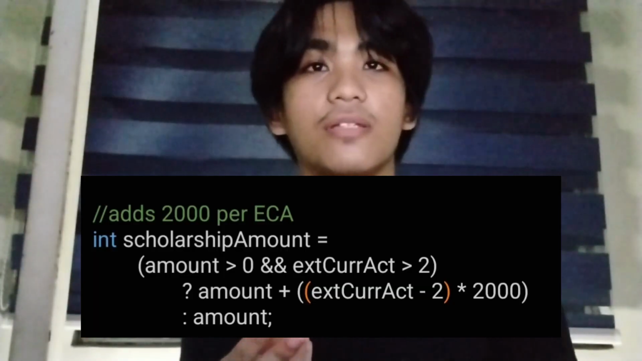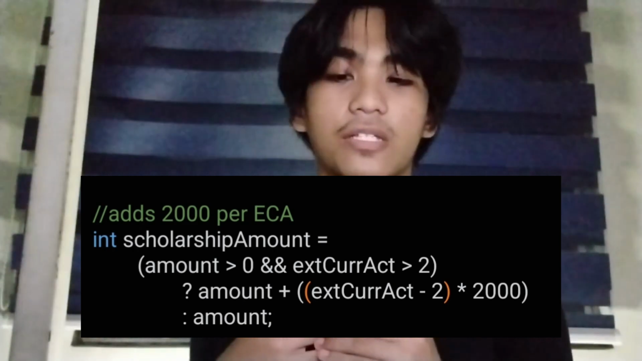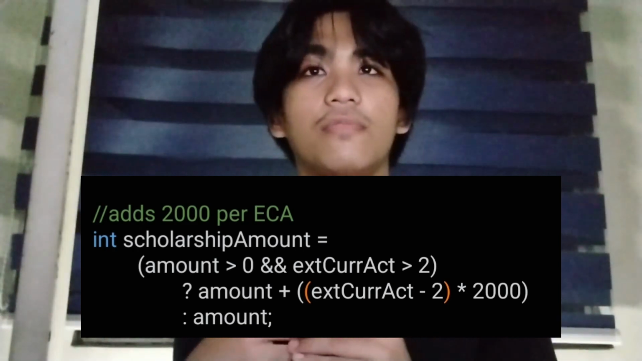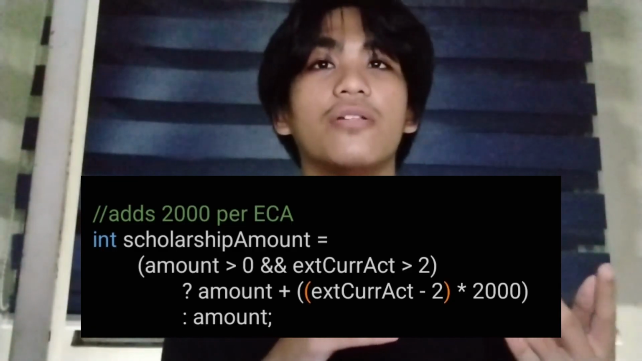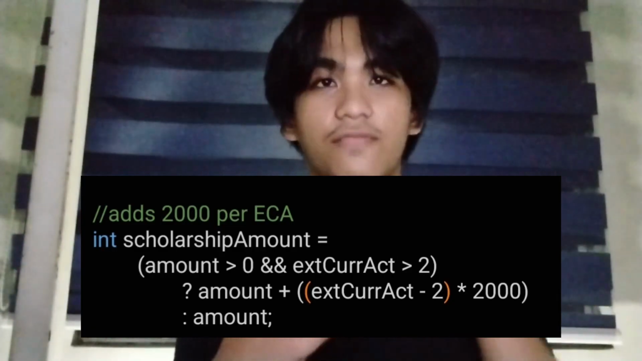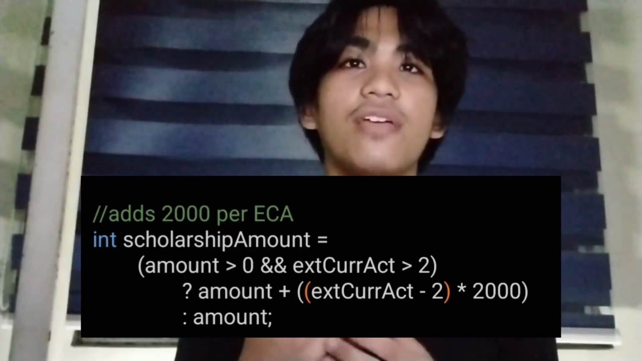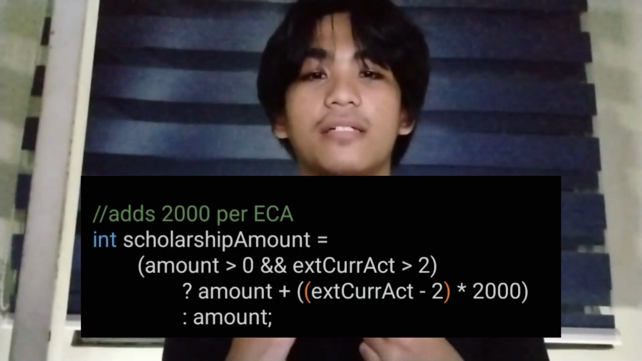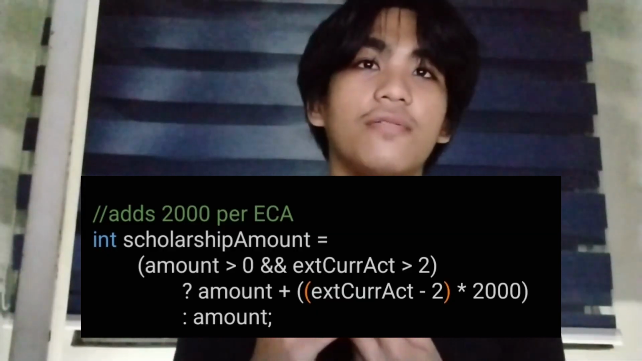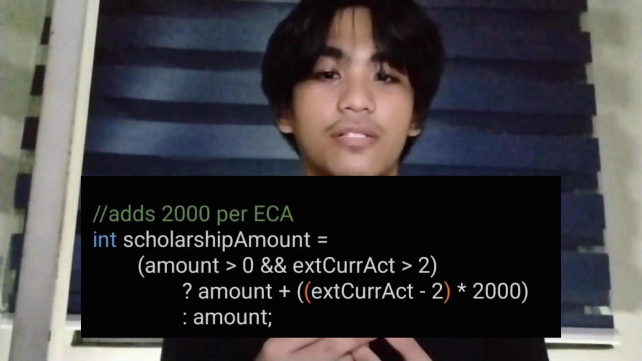Lastly, we have scholarship amount, which is basically just amount plus 2,000 based on how many extracurricular activities you have. For every extracurricular activity you have done past the second one, the program will add 2,000 to your scholarship. And that is all for the program header and the variables within our program.